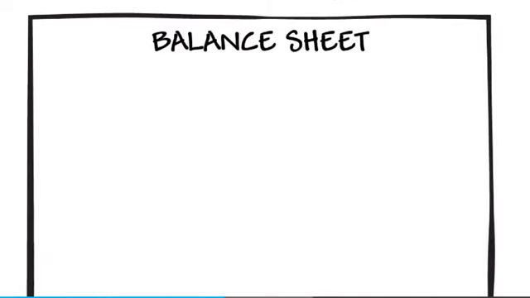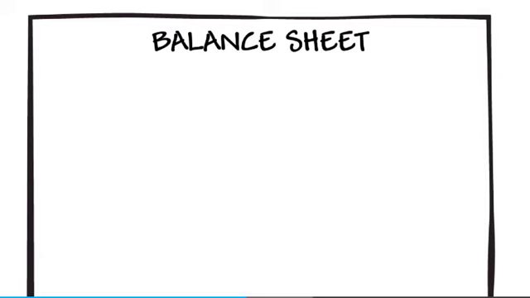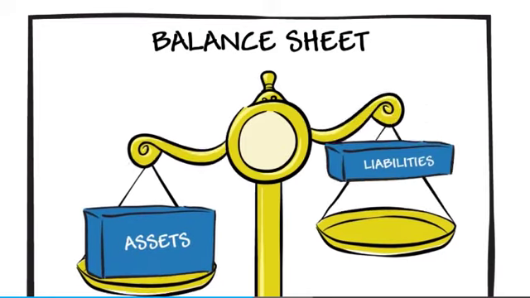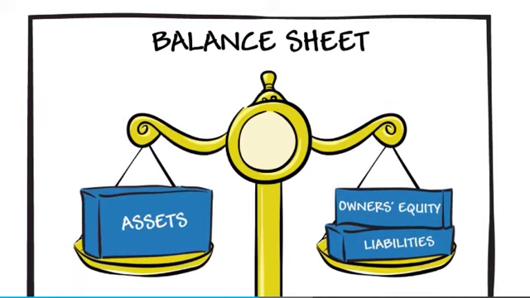The balance sheet is the financial statement that supplies detailed information about the accounting equation as of the end of the period. You will remember that the accounting equation is assets equals liabilities plus owner's equity. The balance sheet includes details about the company's assets, liabilities, and owner's equity. On the balance sheet, the total of all the company's assets will be exactly equal to the sum of the company's liabilities and owner's equity.